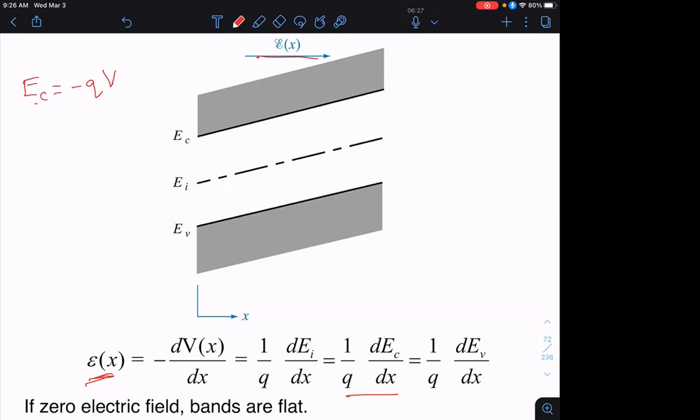Now EC, EV, and the mid-gap potential EI, they're all, of course, parallel to each other, because EC minus EV is your band gap, which is a material constant, and EI, we saw, the intrinsic Fermi level, is sort of in the middle of the gap. So all of these are going to be parallel to each other. So you can write the electric field either as dEC/dx, dEV/dx, or dEI/dx. So what you find is if my electric field points to the right, the slope will be a positive slope. On the other hand, if the electric field points to the left, the bands would slope like this.